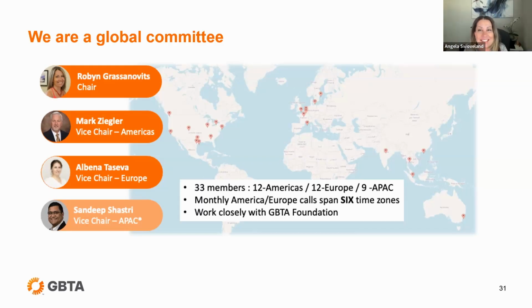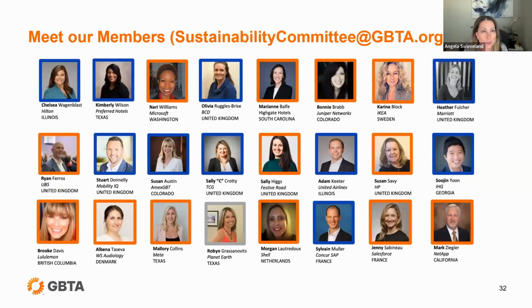If you want to advance to the next slide. Yeah, so here are our members. When you send an email to sustainabilitycommittee@gbta.org, these are the folks that are going to be getting it. These are our Americas and Europe folks at the moment. The buyers are in orange and the suppliers are in blue, as you can see. And so we do lean a little bit heavier on the buy side, which is similar to payments. That's slightly unusual, but that's great.